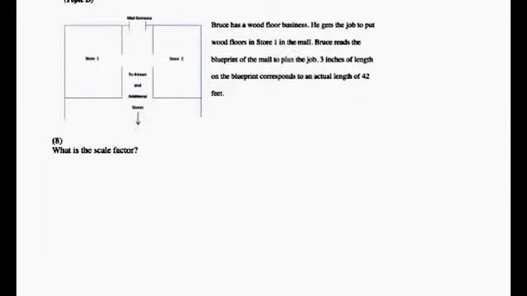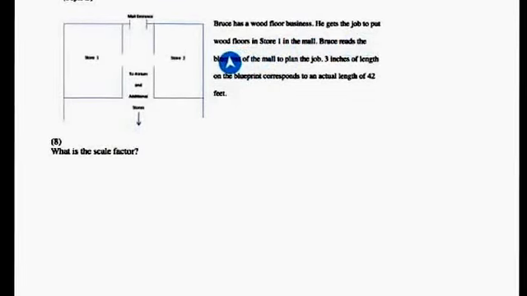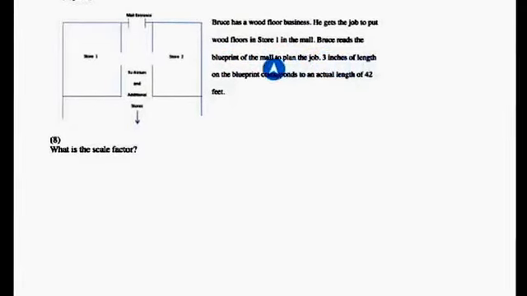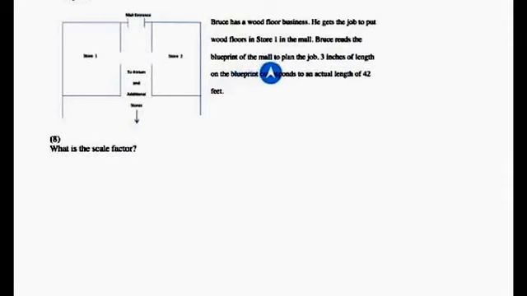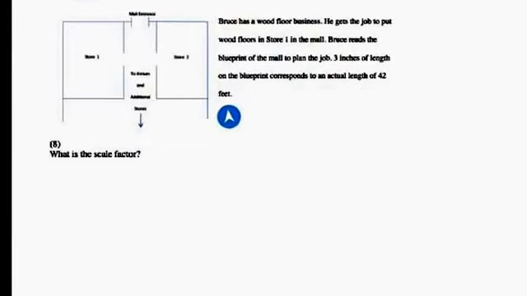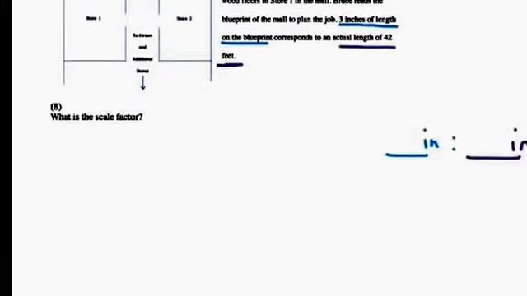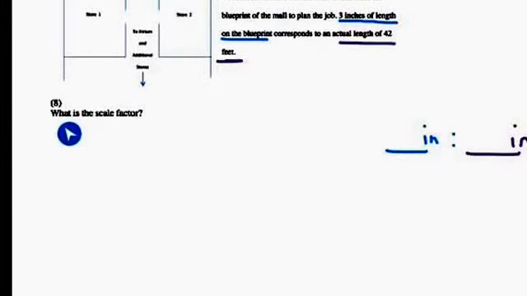Bruce has a hardwood floor business. He gets the job to put wood floors in Store 1 in the mall. Bruce reads the blueprint of the mall to plan the job. 3 inches of length on the blueprint corresponds to an actual length of 42 feet. So, number 8, what is the scale factor?